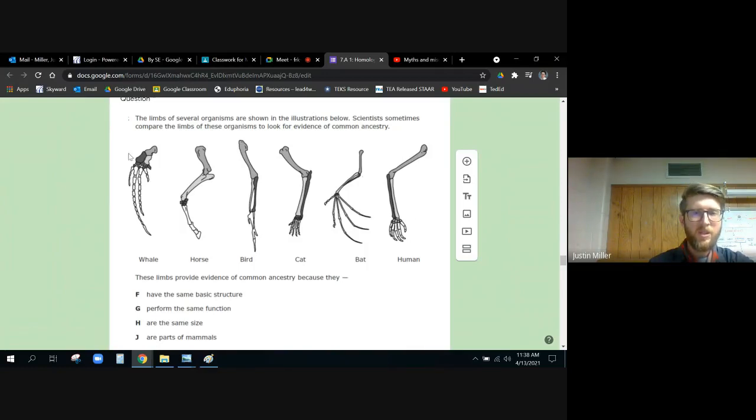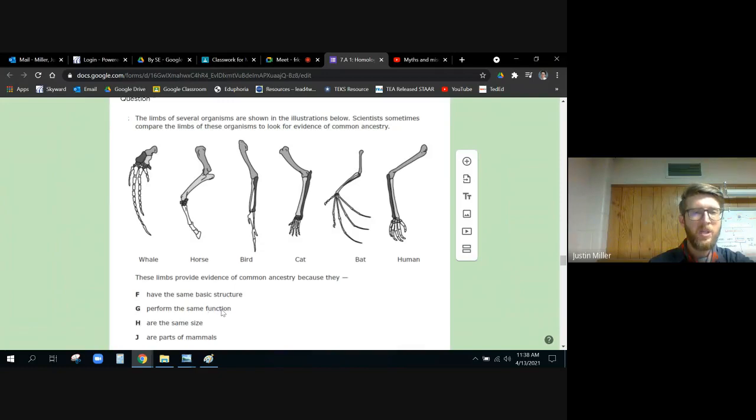Are all these the same size? Is a whale flipper the same size as a cat arm? No, of course not. The same size as a bird wing? This is not to scale. A bird wing is not the same size as a horse leg, okay? So they're not the same size, so we can get rid of H.